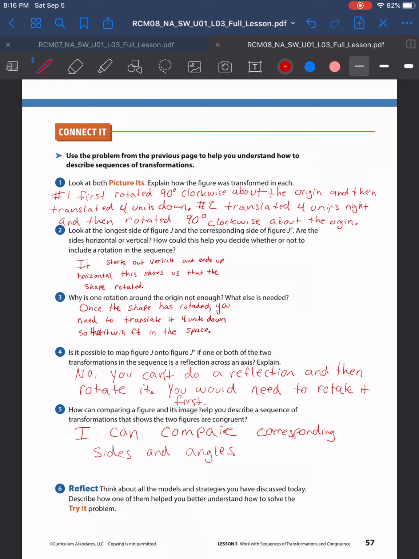Okay. Number 6, reflect. Think about all the models and strategies we have discussed today. Describe how one of them helped you better understand how to solve the try-it problem. I want you to do this one on your own. I'll give you my opinion.